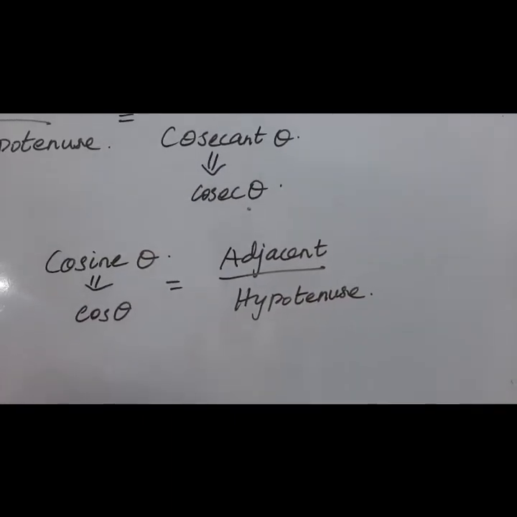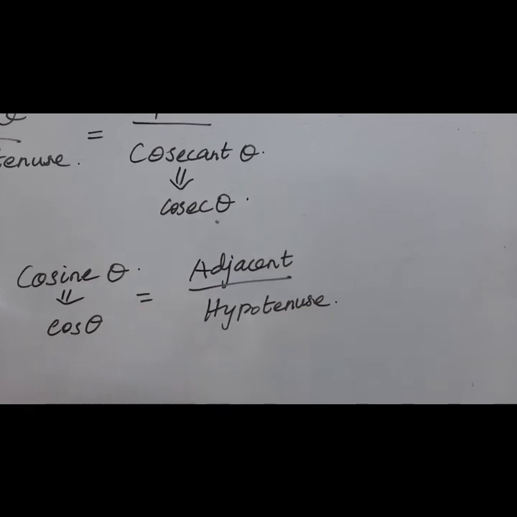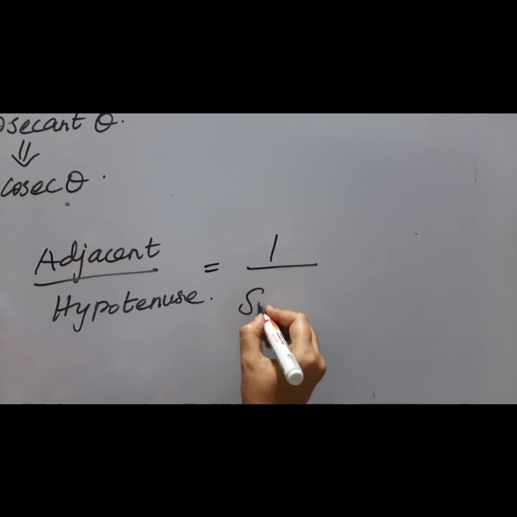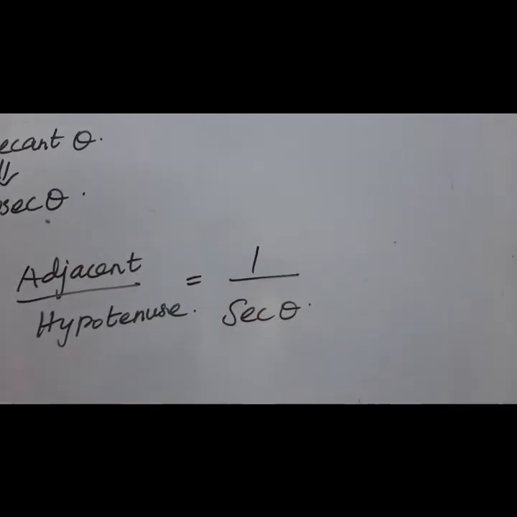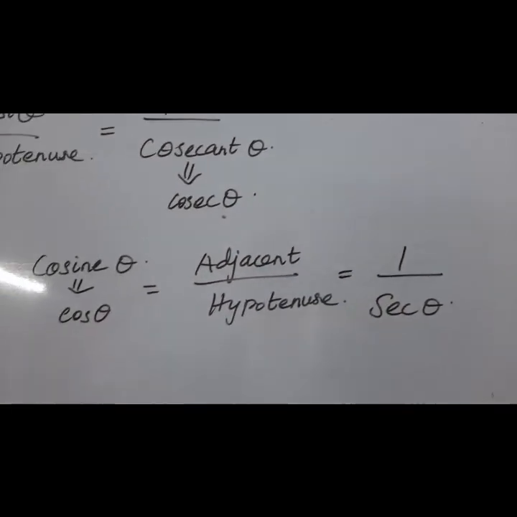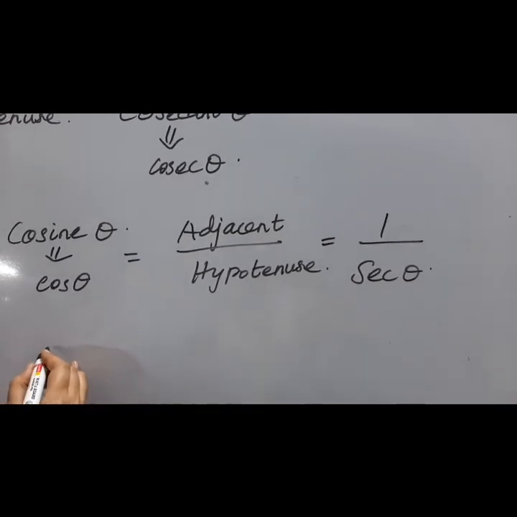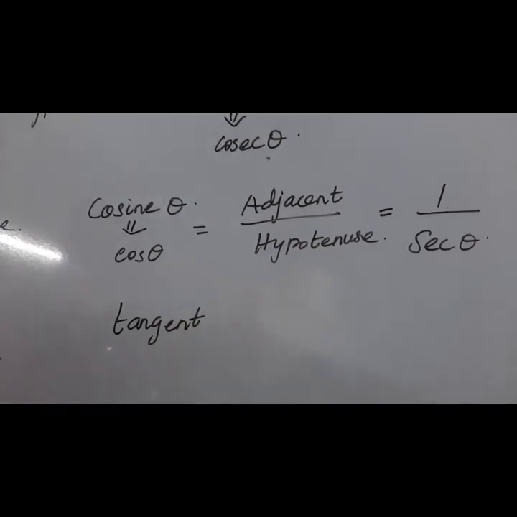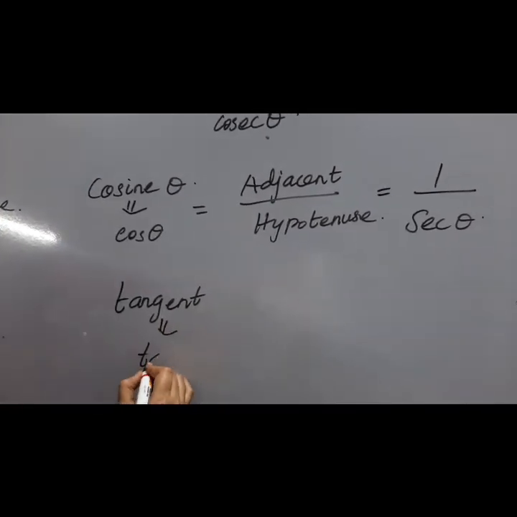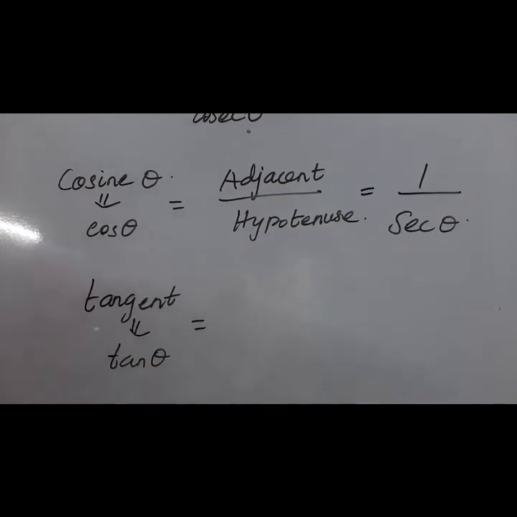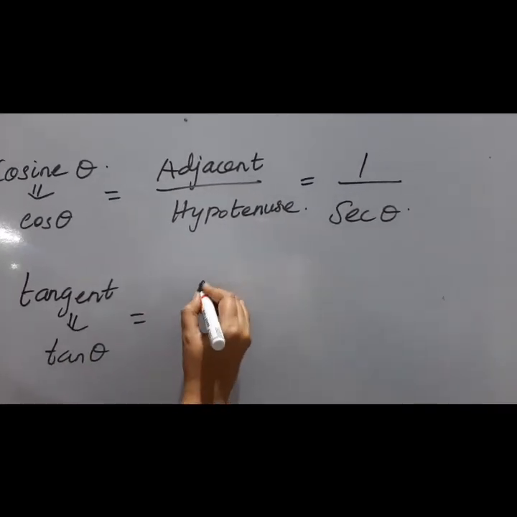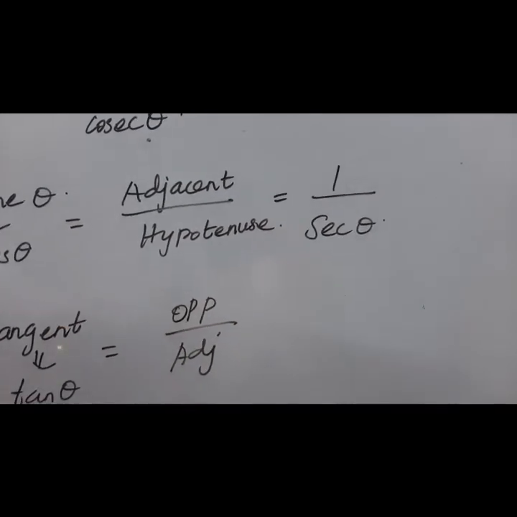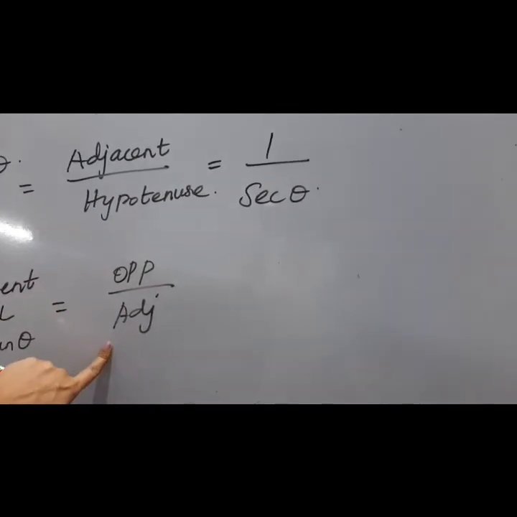Cosine, cos theta, is defined as adjacent upon hypotenuse. Cosine is the reciprocal of another trigonometric ratio, that is secant theta. Your third trigonometric ratio is tangent. Tangent we normally write as tan theta. Tan theta is defined as opposite upon adjacent.